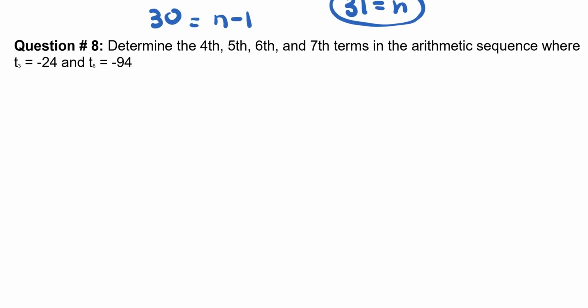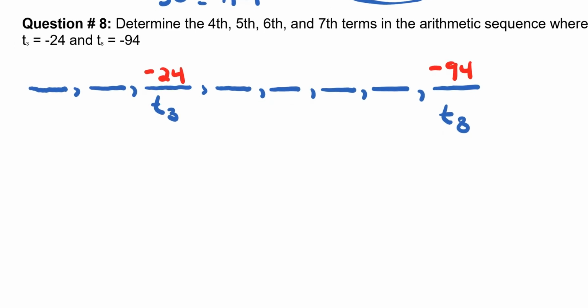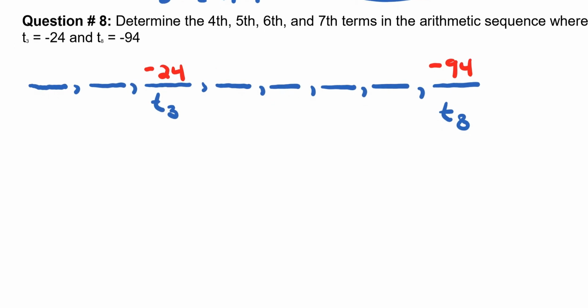Determine the 4th, 5th, 6th, and 7th terms of this arithmetic sequence where we're given term 3 and term 8. So if you want, you can go ahead and sketch out this problem here. We know my third term has a value of negative 24. Then the 4th term, the 5th term, the 6th term, the 7th term, and then we have the 8th term over here, I believe. And that has a value of negative 94. Okay, perfect.